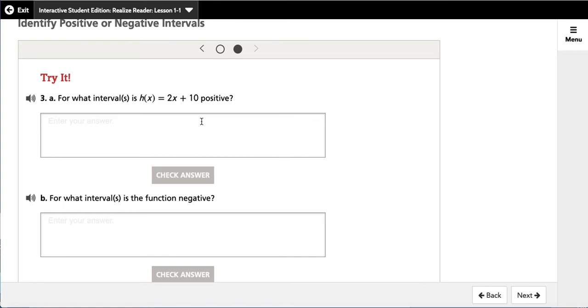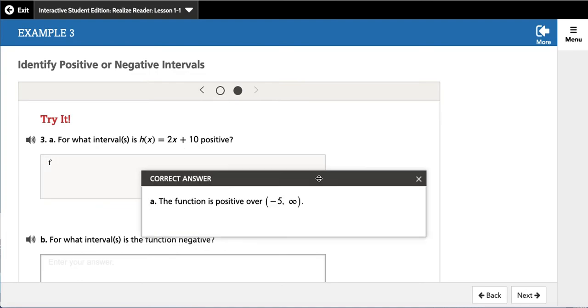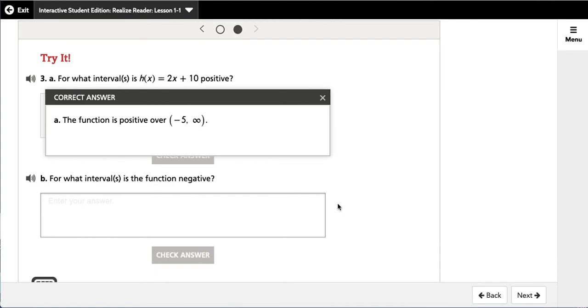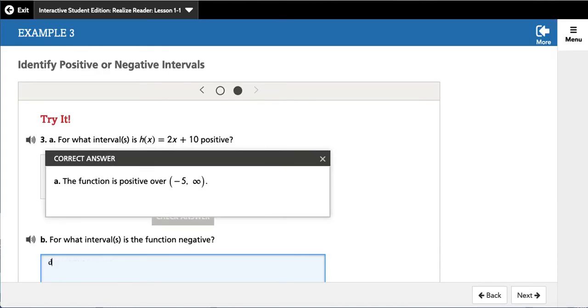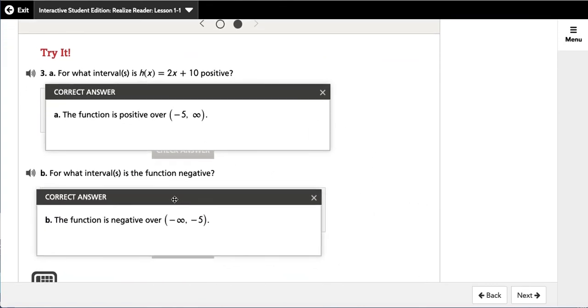You could write it in interval notation. Let's see what they have for an answer. Negative 5 and up, not inclusive, exclusive. And where is the function negative? If you want, you can click pause and try that one. It's going to be similar, except it's going to be the other way, from negative infinity to negative 5, exclusive.